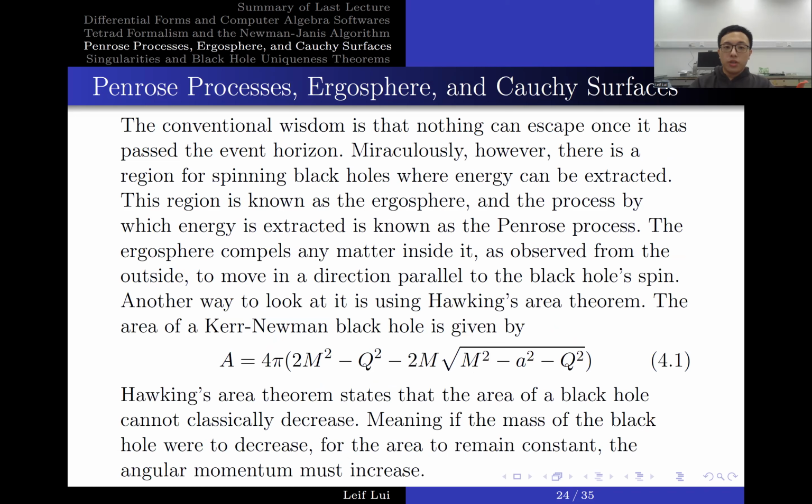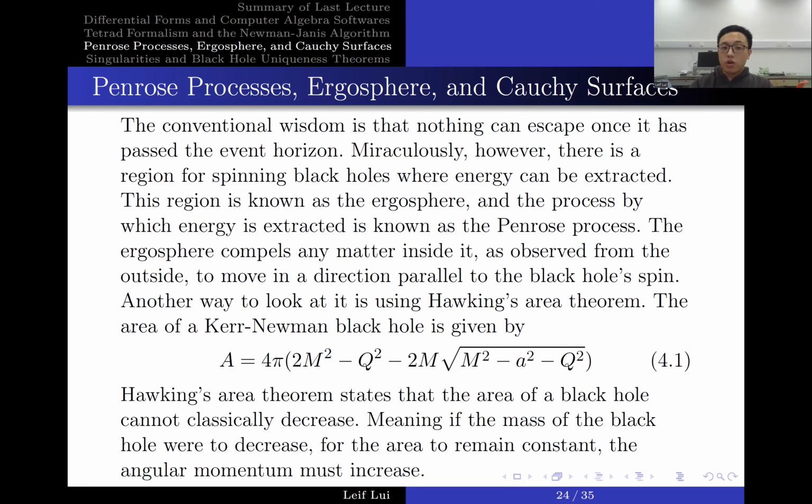So the conventional wisdom is that nothing can escape once it has passed the event horizon. But miraculously, there is a region for spinning black holes where energy can be extracted. This region is known as the ergosphere, and the process by which the energy is extracted is known as the Penrose process. The ergosphere compels any matter inside it, as seen by an observer from outside, to move in a direction parallel to the black hole spin.